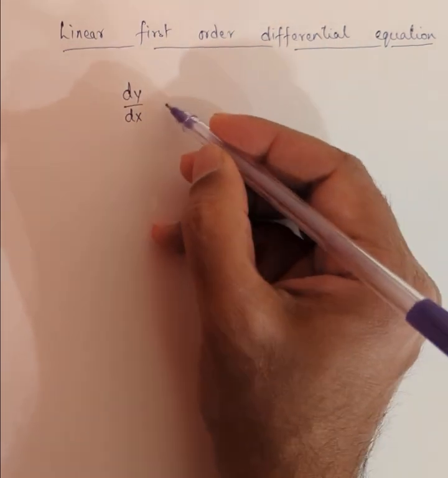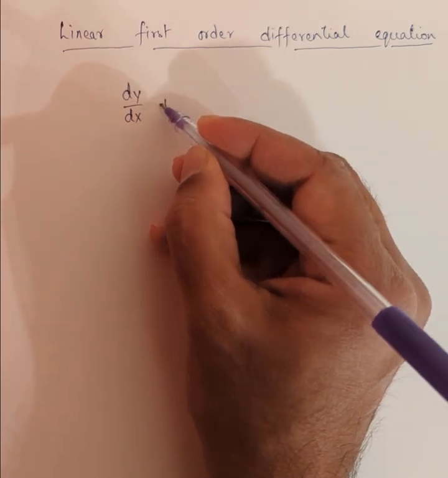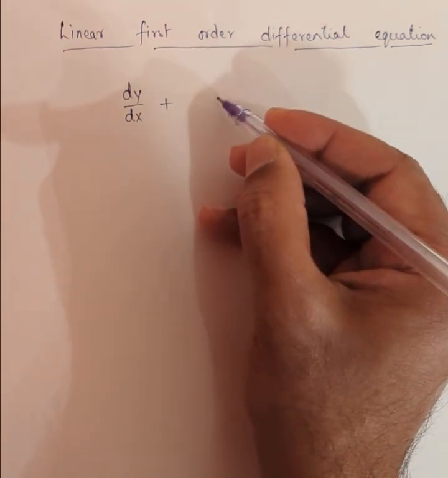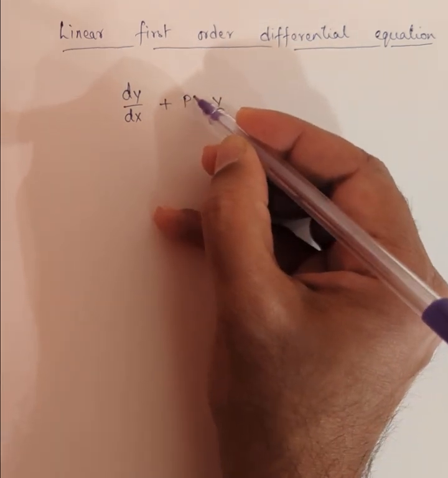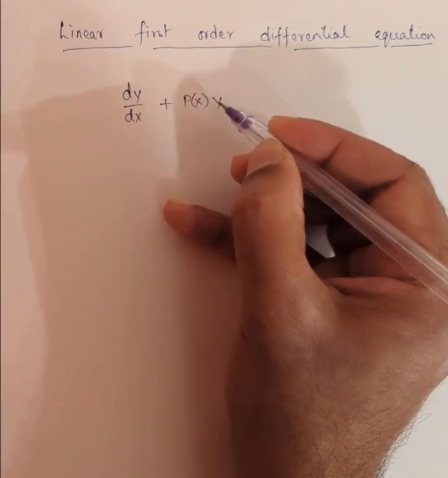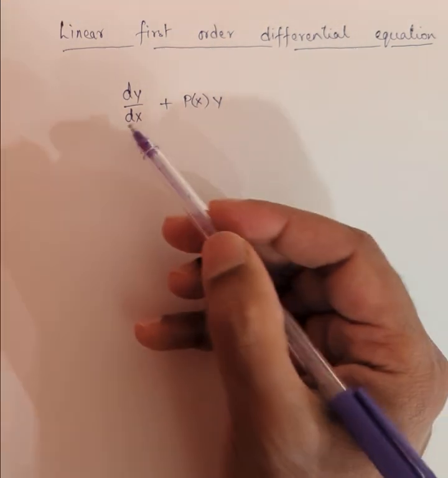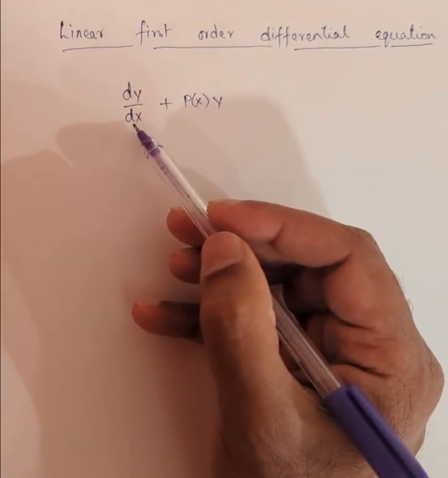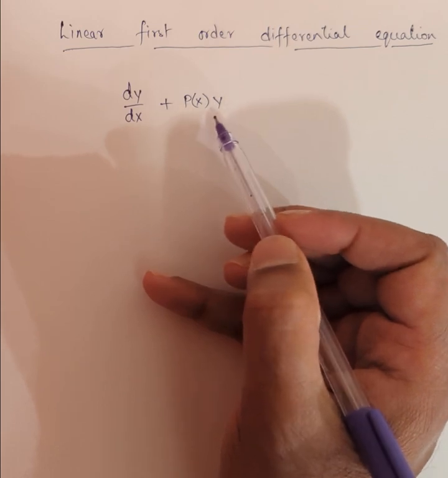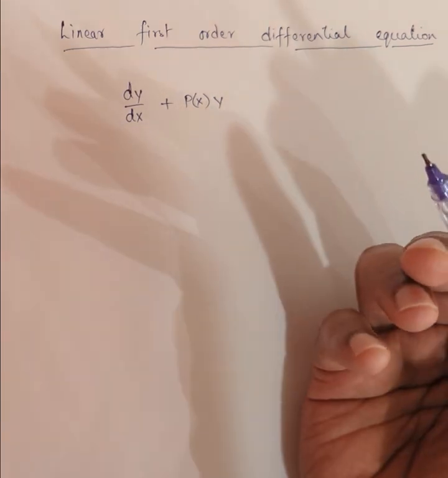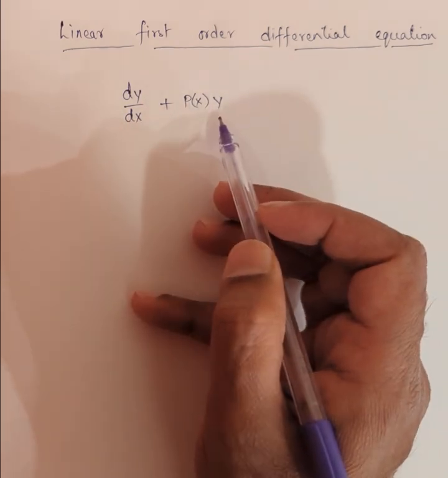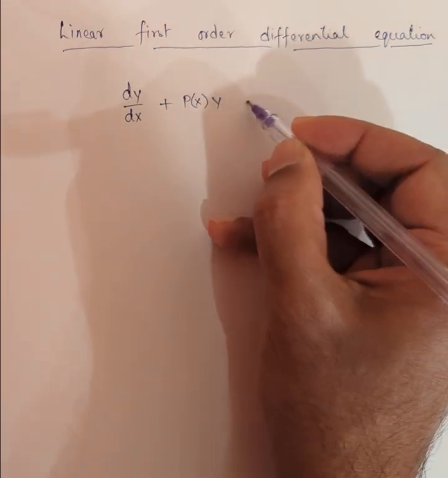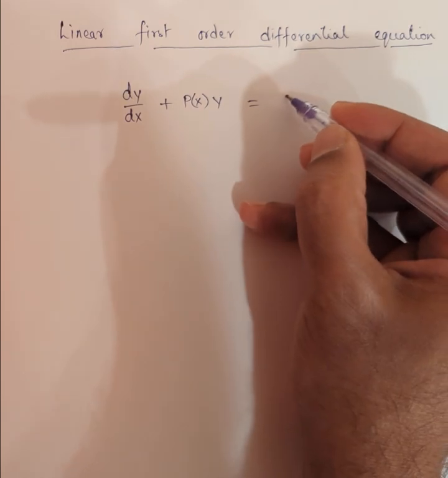And then it may have a term involving the dependent variable y, but that might come with a coefficient which is a function of x. So there is a term with dy over dx, and then there is a term with y, and then there could be a term that does not involve either the derivative or the dependent variable, but it might be just some function of x. So let's say q of x.